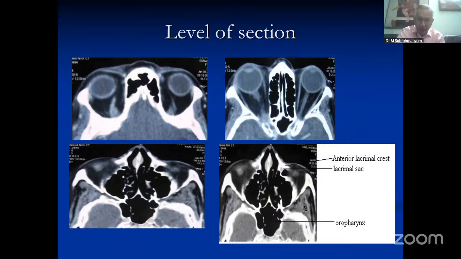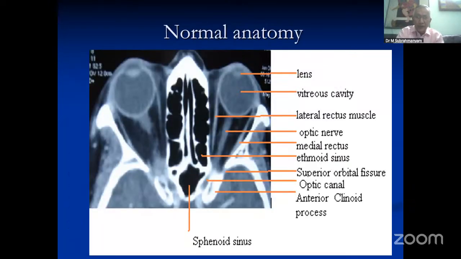That's oropharynx. So the normal anatomy that you see in the mid-level: you can see the lens, the vitreous cavity, the medial rectus, optic nerve, the lateral rectus, ethmoid sinus, posterior. This is the sphenoid sinus. This is the optic nerve canal, and this is the superior orbital fissure. This is the anterior clinoid process. This is the optic canal.